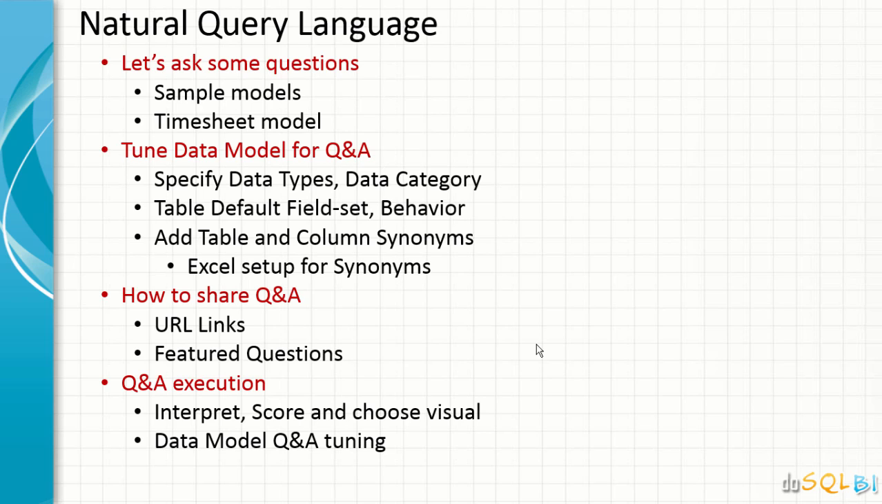There are things that would influence this Q&A execution engine. One is data model tuning, if we have done the tuning in terms of synonyms, in terms of defining the data type for each column in the model, and data categories. All that would influence the execution of the query that we write. And then it also depends upon the number of Q&A enabled workbooks. If there are more workbooks, they would be included in the interpretation phase of execution of natural language queries.